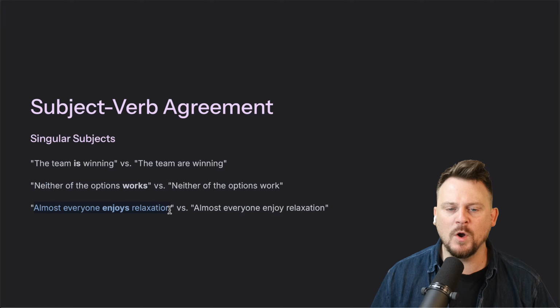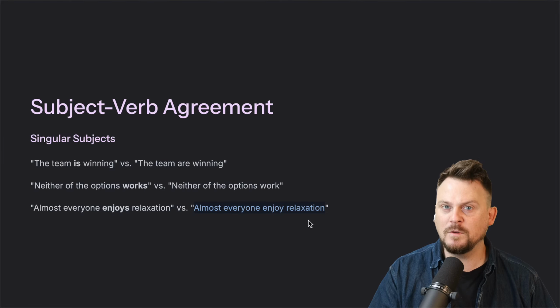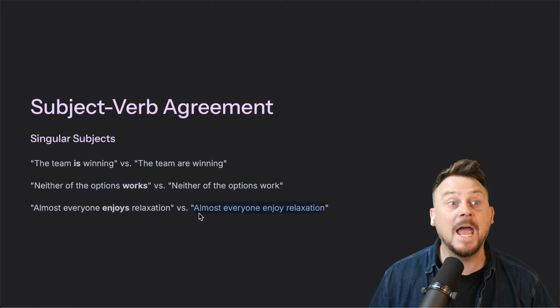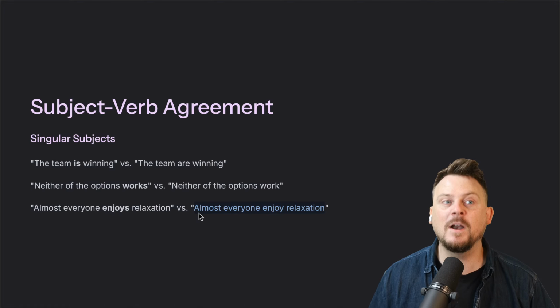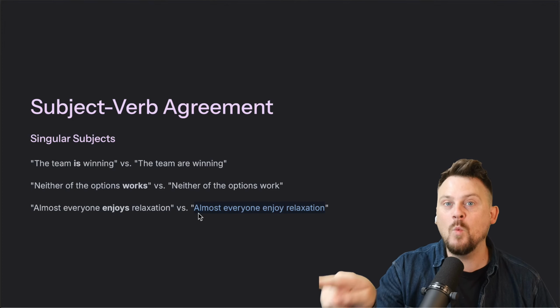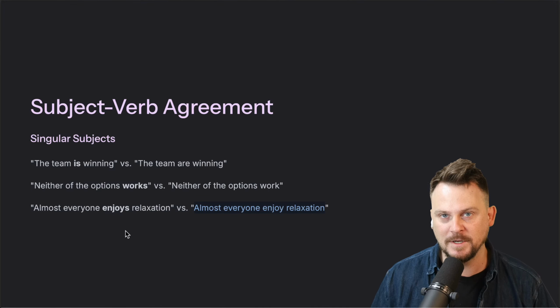Almost everyone enjoys relaxation. Almost everyone enjoy relaxation. Well, everyone would be people, right? So he, she, let's say. Because everyone refers to each person, right? Everyone, he or she. So he enjoys relaxation, she enjoys relaxation, Denise enjoys relaxation, and Tim enjoys relaxation. So we're pointing at everyone, and everyone enjoys relaxation.